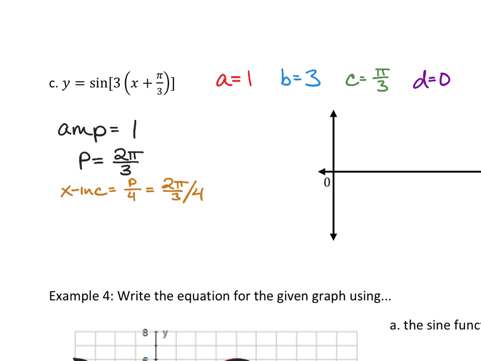This is not a keep, change, flip problem because there's no fraction in the denominator. This is straight up just a fraction problem. This is 2 pi divided by 3, and 4 is also in the denominator. So really, this is 2 pi divided by 12. And that reduces to pi over 6. So I'm going to be counting by pi over 6 for my x increment.